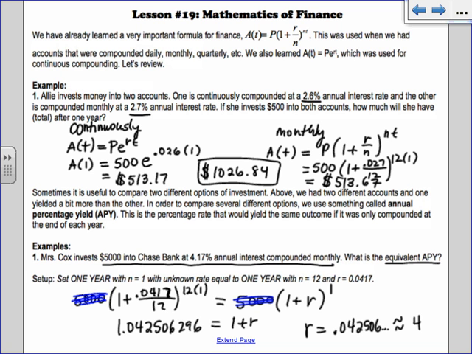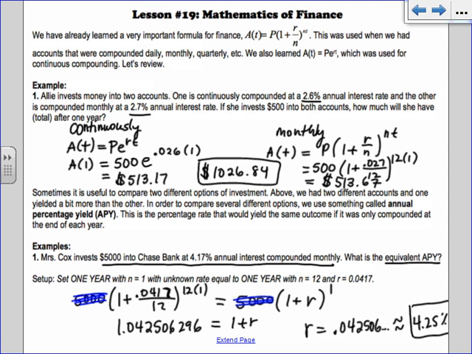It's around 4.25%, right? It should always be pretty darn close to the percent that you were given. We were given 4.17%. It worked out that it was actually a little bit better. At the end of the year, it was equivalent to getting 4.25% at the end of the year. Does that make sense? That's what annual percentage yield is.